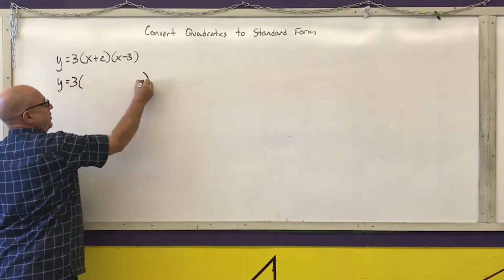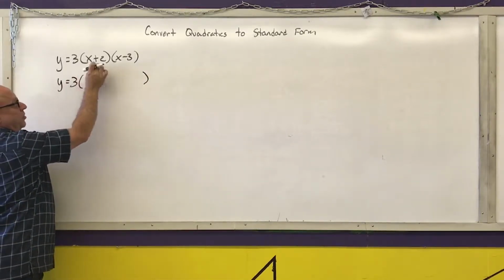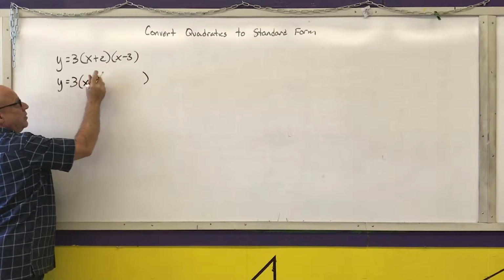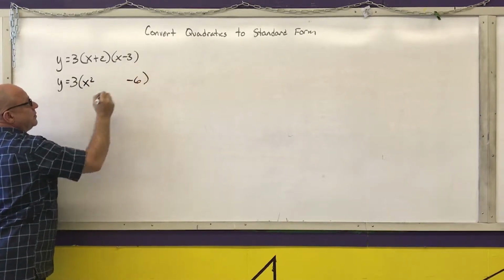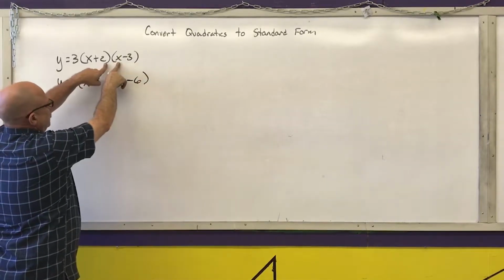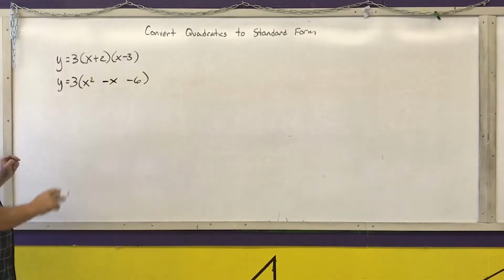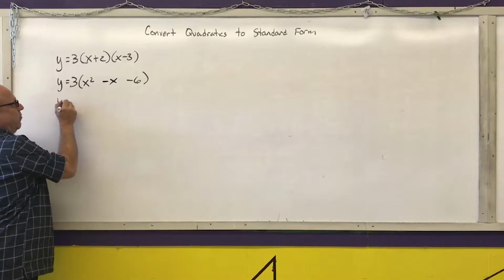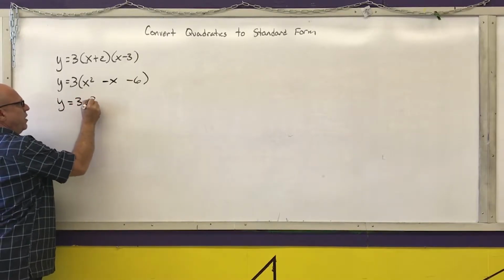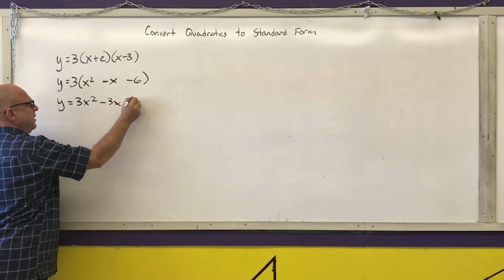So what I have here is the first term. First is x squared. Last is minus 6. Then the middle is 2x minus 3x, which is minus x. Then multiply that out, and I get y equals 3x squared minus 3x minus 18.